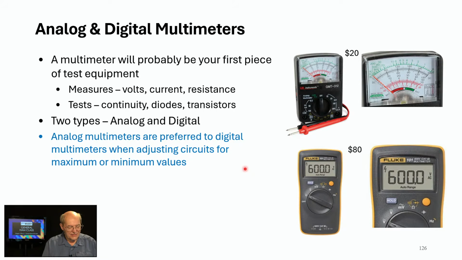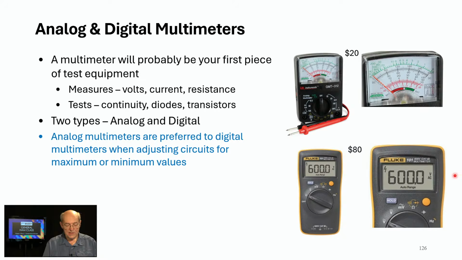And in terms of the pool, analog multimeters are preferred to digital multimeters when adjusting circuits for maximum or minimum values. So if you're adjusting a circuit, and let's say you're tuning a coil or something like that and looking for an output, it's easier to see the peak or the dip with an analog display than it is with a bunch of numbers bouncing around. Now, some of the better digital meters have a high speed display across the bottom that will simulate an analog display.